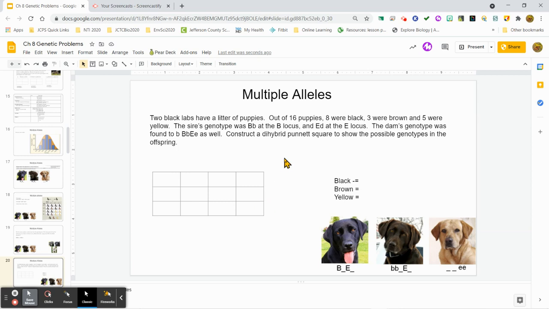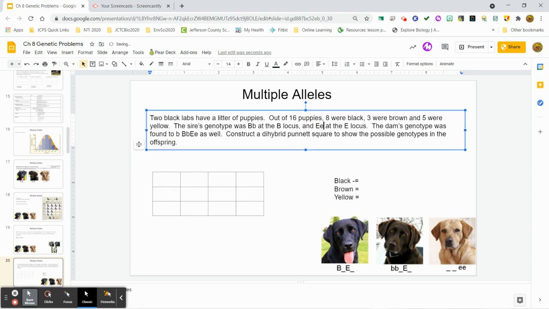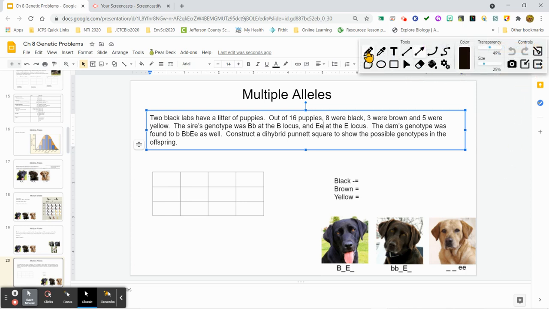Okay. So 2 black labs have a litter of puppies. Out of 16, 8 were black, 3 were brown, and 5 were yellow. The sire's genotype was heterozygous for the B locus and heterozygous for the E locus. The dam's genotype was found to be heterozygous for both traits as well. Construct a dihybrid Punnett square to show the possible genotypes. And again, I will show you how I got those alleles. And this is where a lot of people actually mess up. So both parents are heterozygous for both traits.